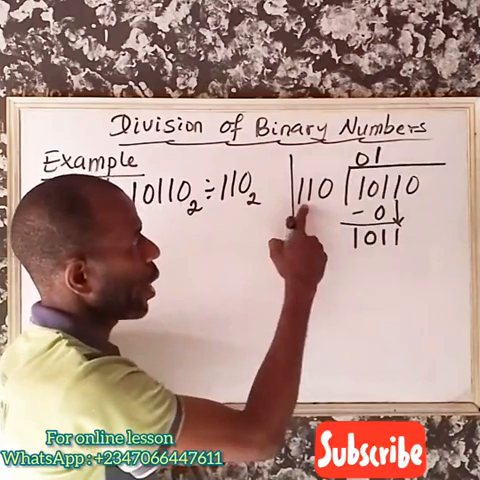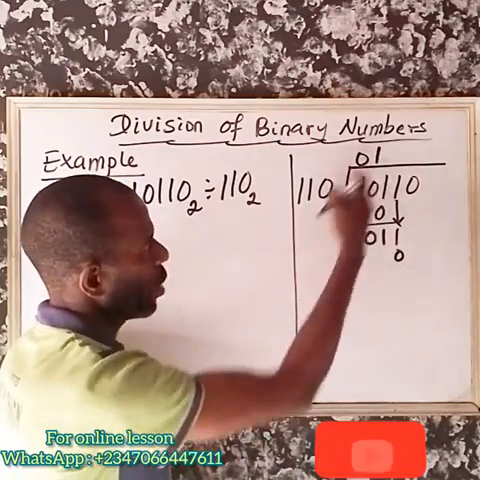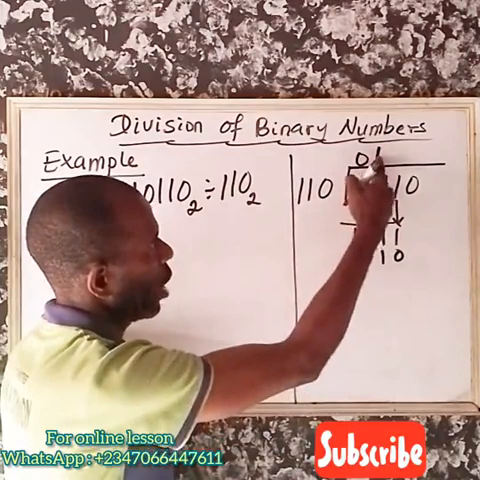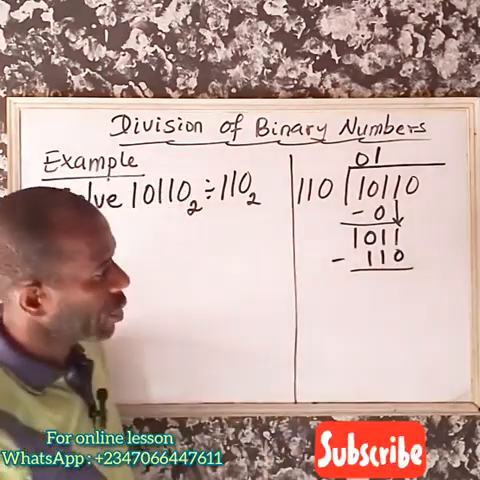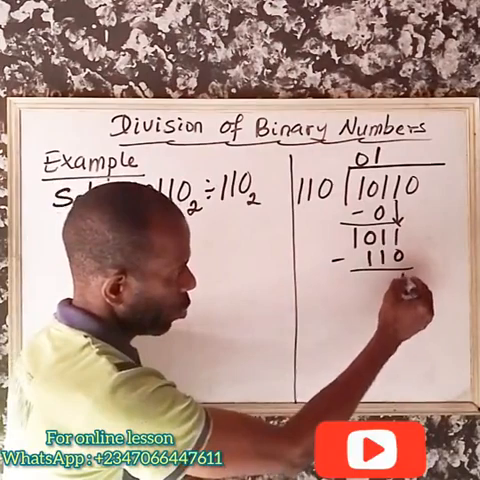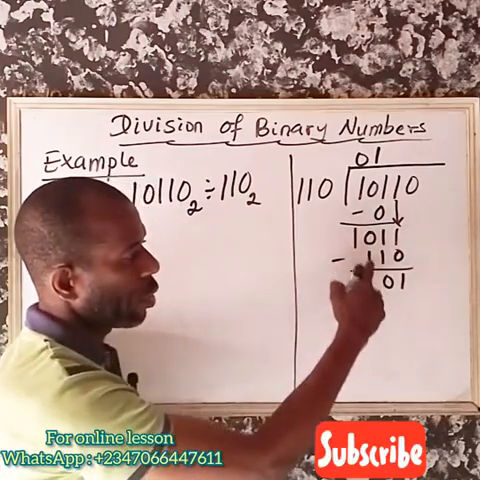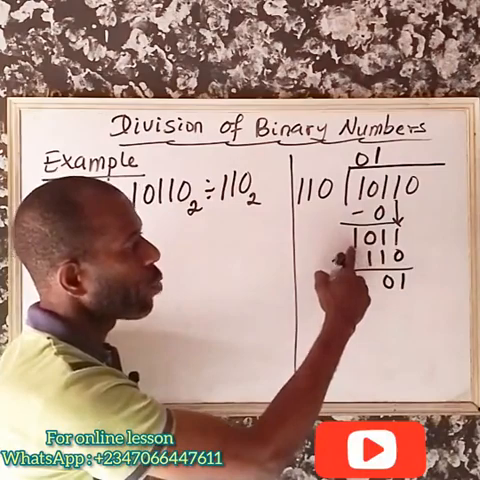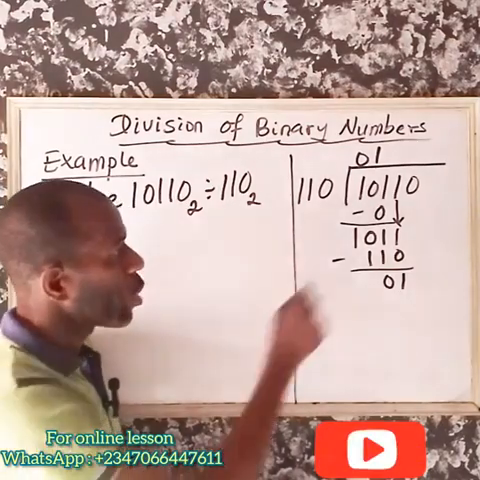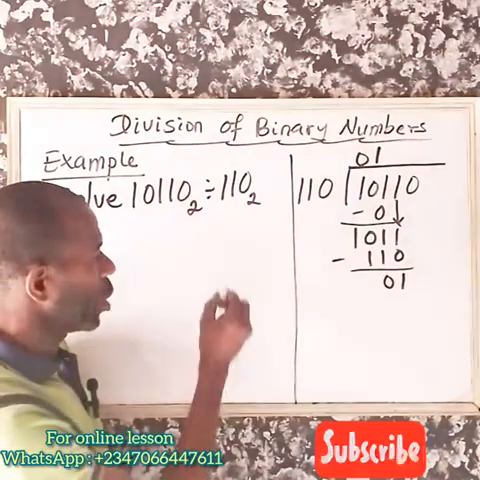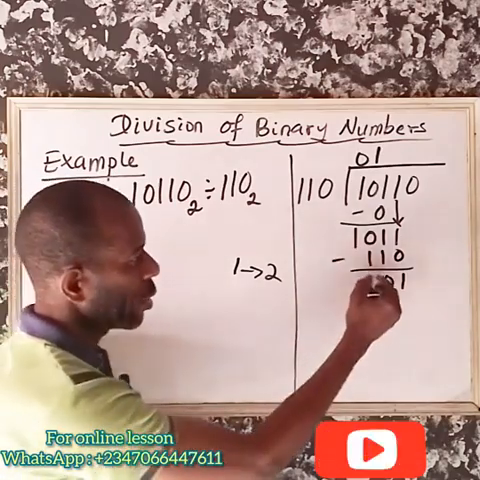Then use this one to multiply here. 1 times 0 is 0. 1 times 1 is 1. Then 1 times 1 again is 1. Now let us subtract. 1 minus 0 is 1. 1 minus 1 is 0. So here we have 0. We cannot subtract 1 from 0. Come here to borrow this 1. And remember, we are working with a binary number. When you take 1, it means you are taking 2. So it becomes 2 minus 1. 2 minus 1 is 1.